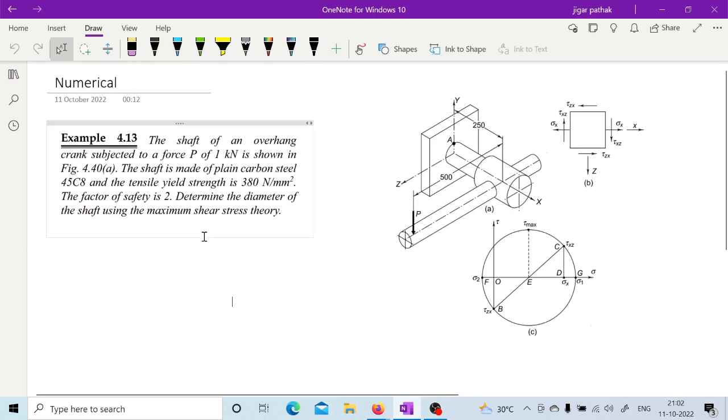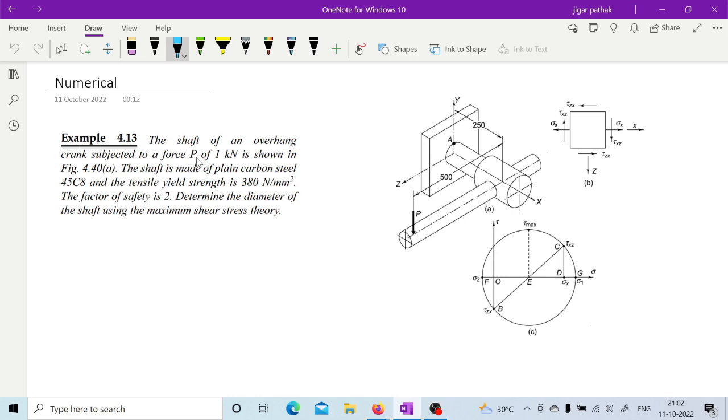So this is a very simple problem, right? Here the shaft of an overhang crank is subjected to a force P of 1 kilonewton as shown in the figure. The shaft is made of plain carbon steel 45C8 and the tensile yield strength is 380 Newton per mm square. The factor of safety is 2. Determine the diameter of the shaft using the maximum shear stress theory.